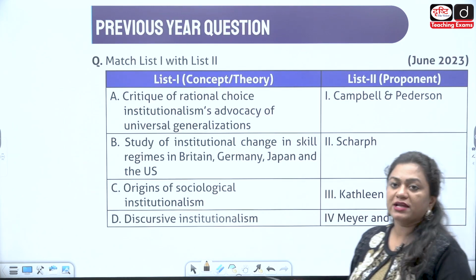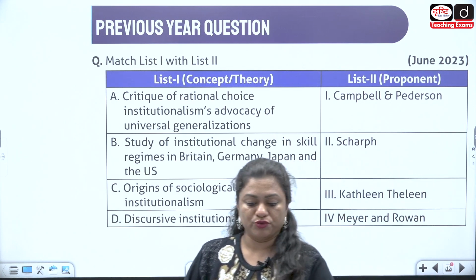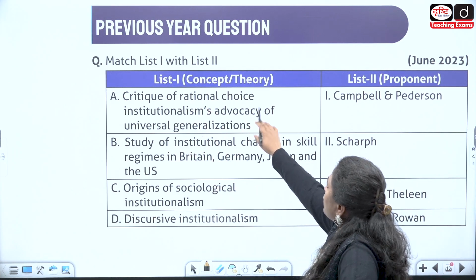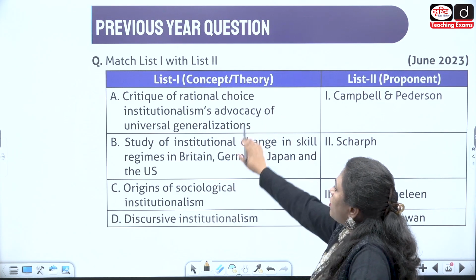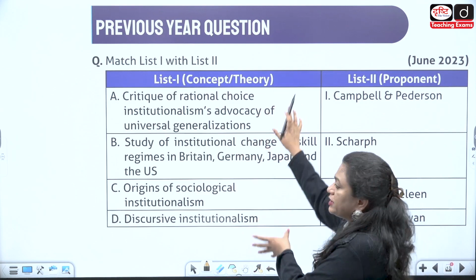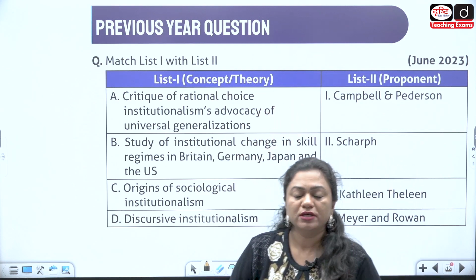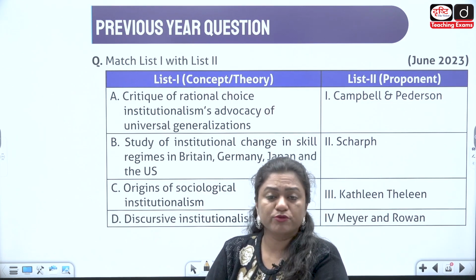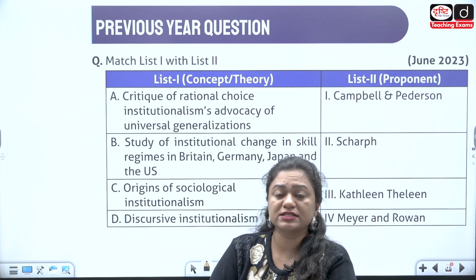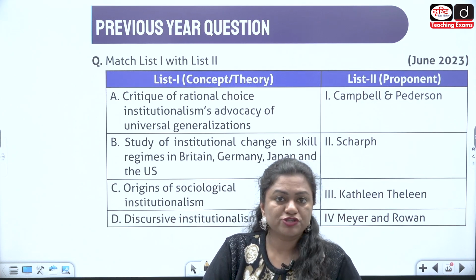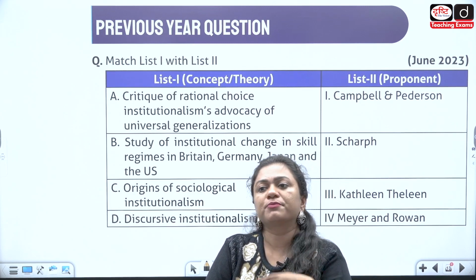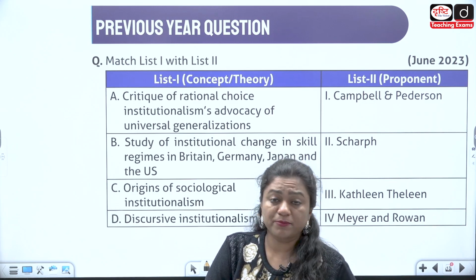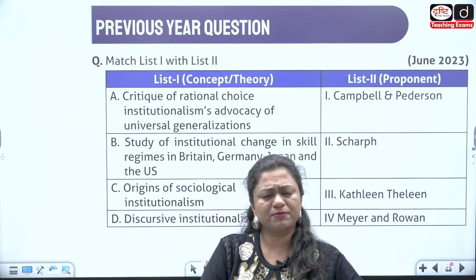Now this is a match list 1 with list 2. Here you can see on one side the concepts and theories. All these theories actually refer to the institutionalist approach in comparative political analysis, which is one of the most important approaches in comparative political analysis. Then you have the systems approach, different political economy and political culture approaches. All these political development approaches are there.